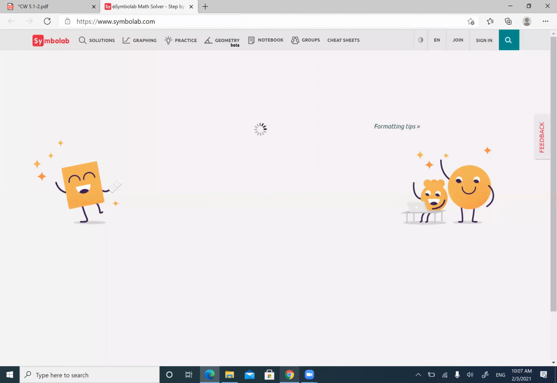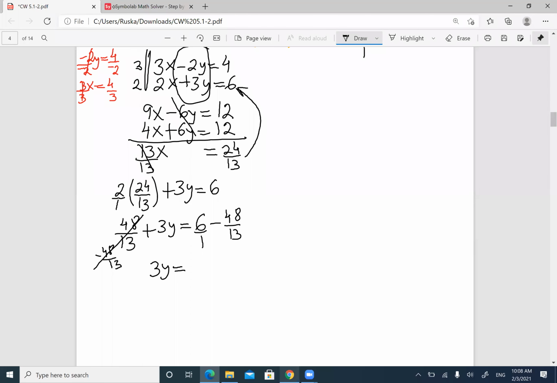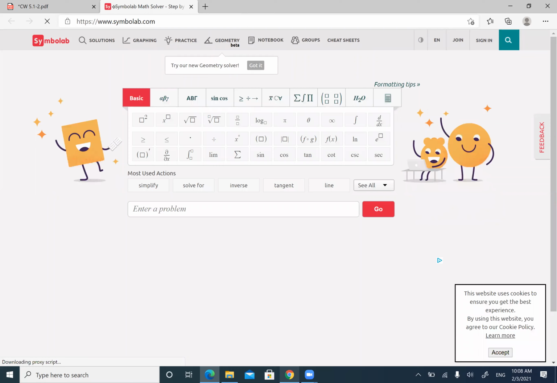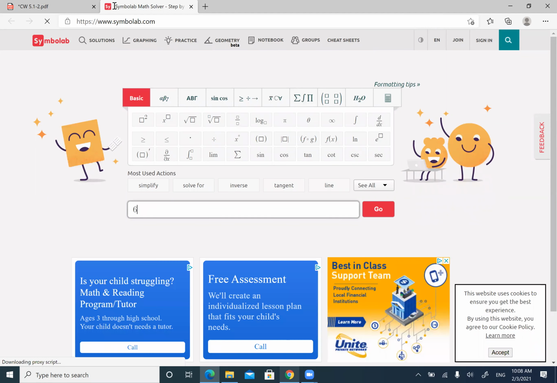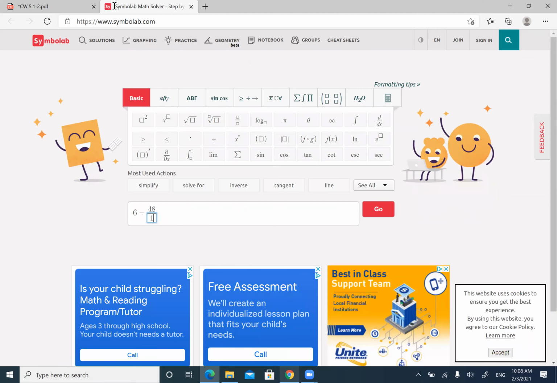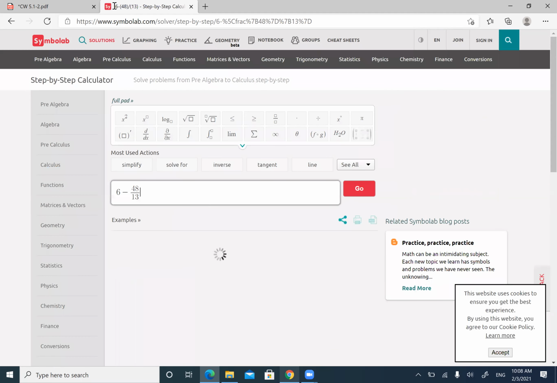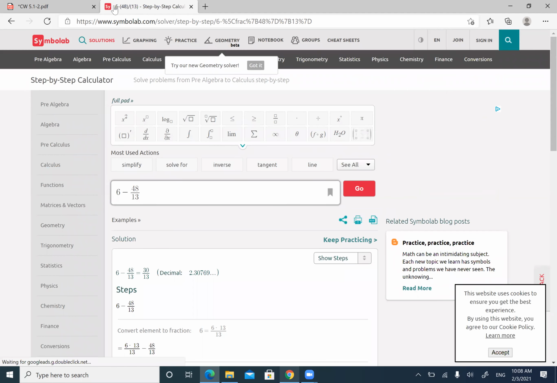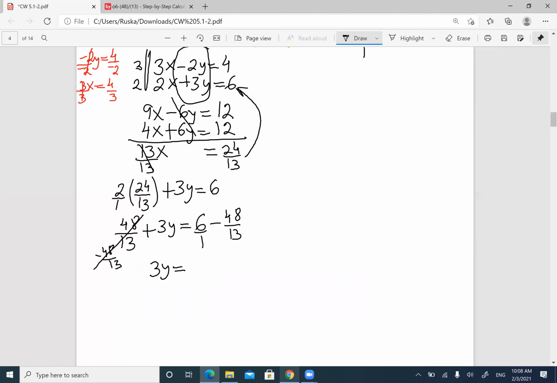And I have 6 minus 48 over 13. Or you can just find a common denominator and subtract it. That gives 30 over 13. So I'm going to use the fraction 30 over 13.